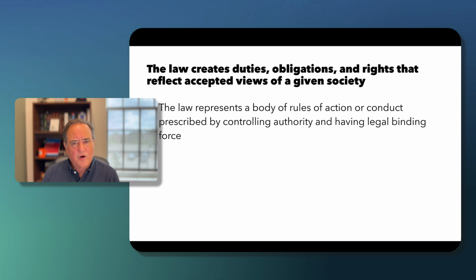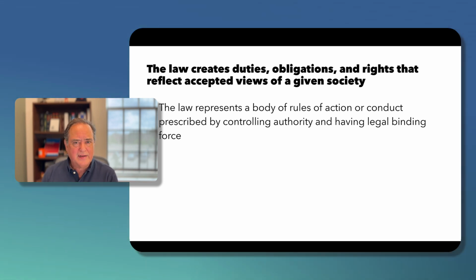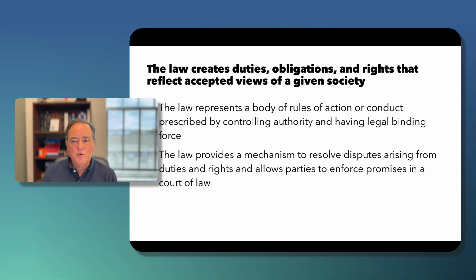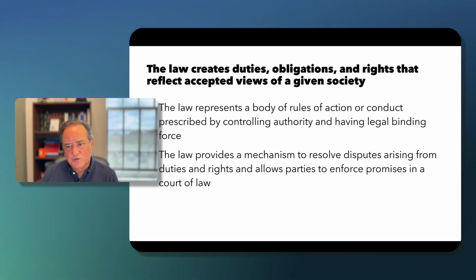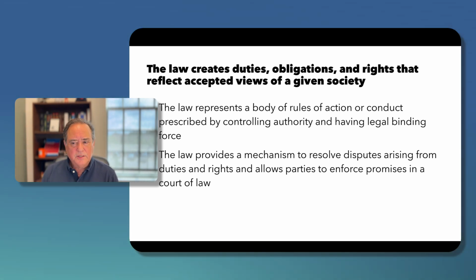So the law represents a body of rules, and those rules could be for action or conduct, as prescribed by a controlling authority, meaning some sovereign, whether that is the federal government of the United States of America, the state of Oklahoma, the city of Stillwater, the county of Payne. And there is some controlling authority who has issued this set of rules, and these rules have legal binding force, meaning you are required to follow those rules. And if you don't follow the rules, the law provides a mechanism to resolve disputes arising from duties and rights, and to allow the parties to enforce a promise in a court of law.